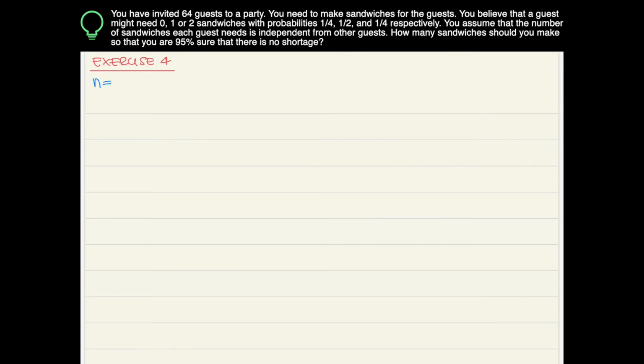Let's note this down. So n is equal to 64, and if we define Xi as the number of sandwiches eaten by guest i, then of course Xi will be equal to 0 with probability a quarter, 1 with probability a half, and 2 with probability a quarter. Great. You assume that the number of sandwiches each guest needs is independent from other guests. How many sandwiches should you make so that you are 95% sure that there is no shortage?